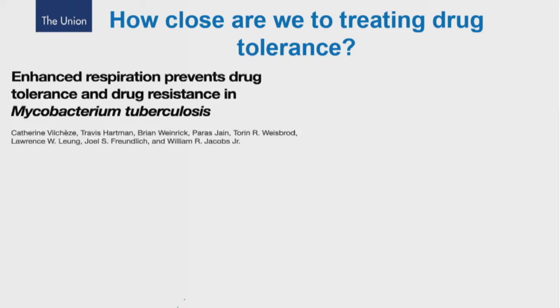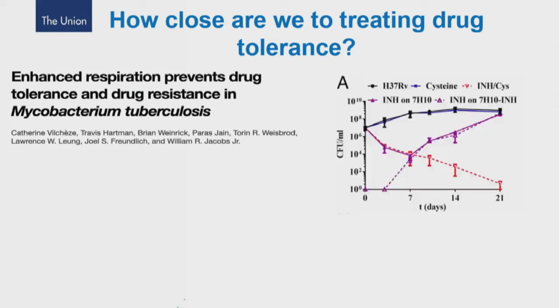So there was one interesting recent publication, Enhanced Respiration Prevents Drug Tolerance and Drug Resistance in Mycobacterium tuberculosis. I'll go quickly, because I'm running over time. So here they added cysteine to INH. Cysteine on its own had no effect whatsoever, but if you do INH alone, you have kill and then recovery. If you add cysteine, you get persistent kill and actually close to sterilization.